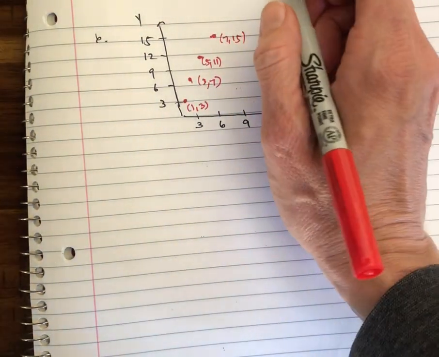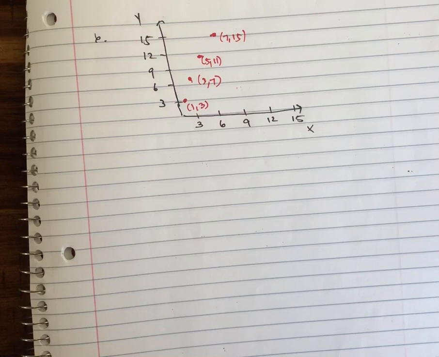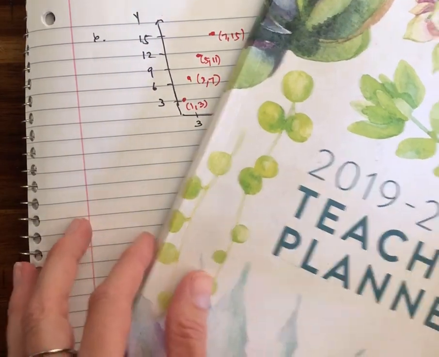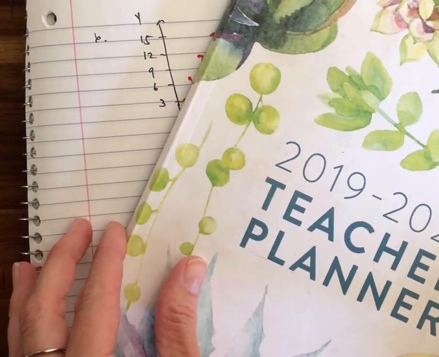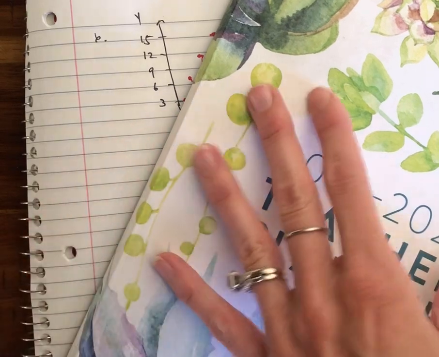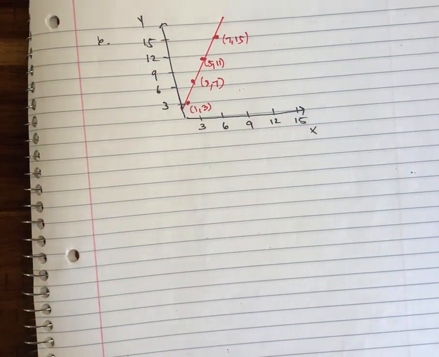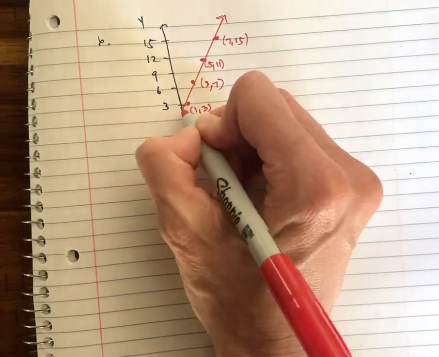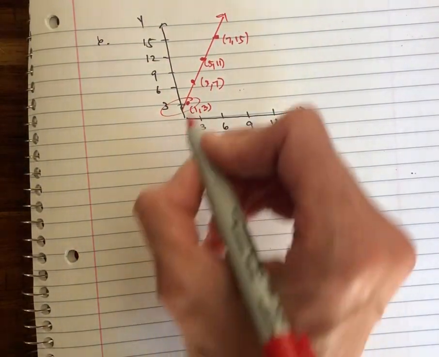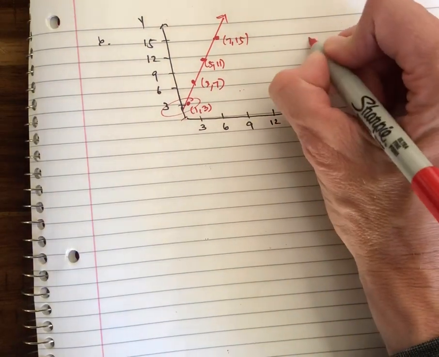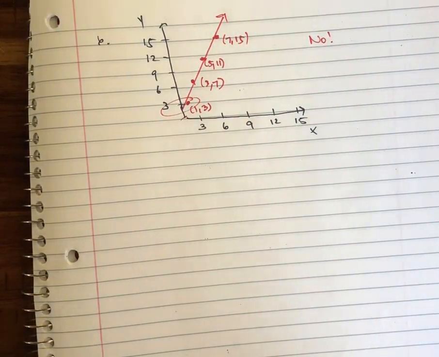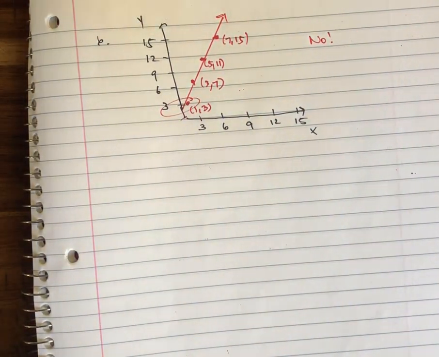Then I'm going to connect. I should probably use a straight line. I'll use my beautiful plan book here to do that. I do have a little human error because my points aren't lining up perfectly, but that's okay, no big deal. And the important idea is this right here. It does not pass through the origin, so it is not in a proportional relationship, okay?